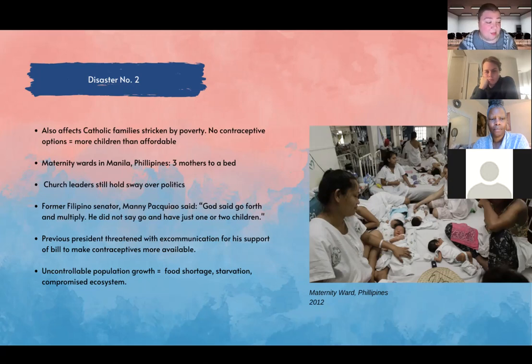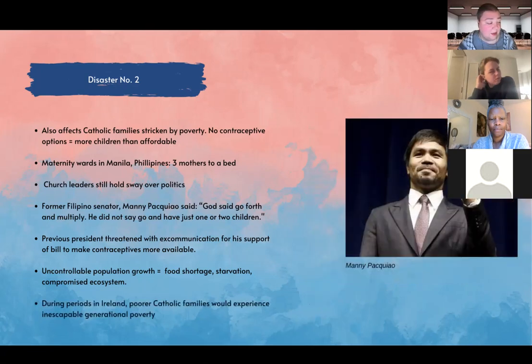But in the deeply Catholic Philippines, church leaders still hold sway over politics. A former Filipino senator, Manny Pacquiao, stated God said, "Go forth and multiply." He did not say, "Go and have just 1 or 2 children." A previous president of the Philippines has been threatened with excommunication from the Catholic Church for his support of a bill which would make contraceptives more available. And all the while, the uncontrollable population growth leads to food shortage, starvation, and a compromised ecosystem.